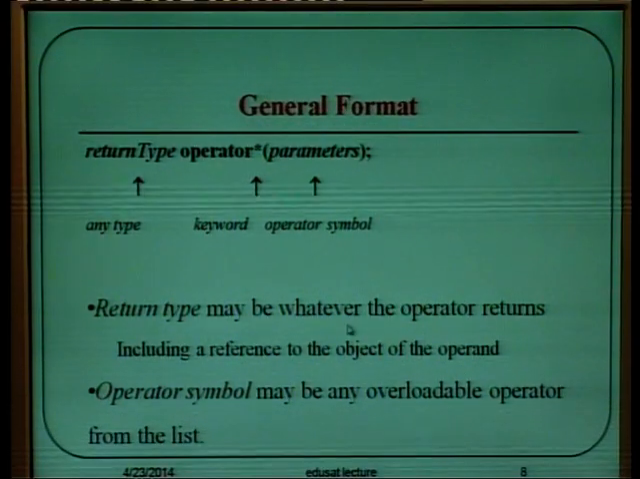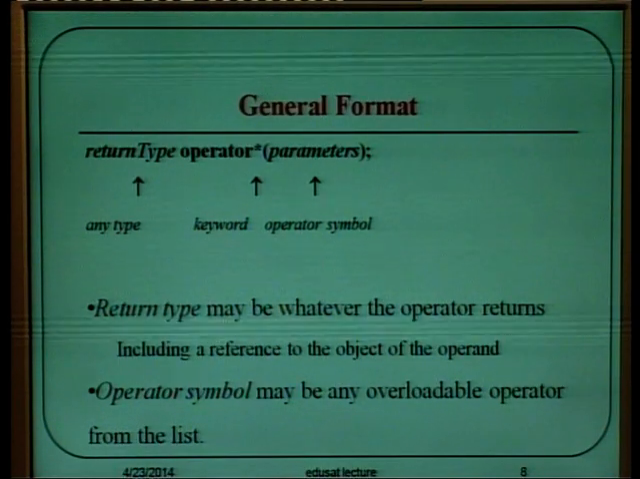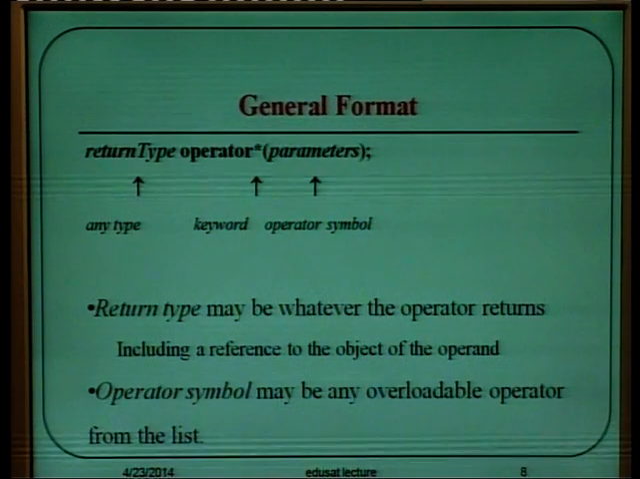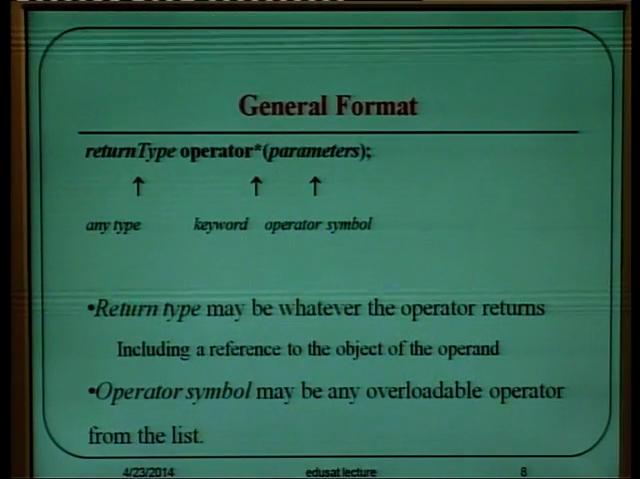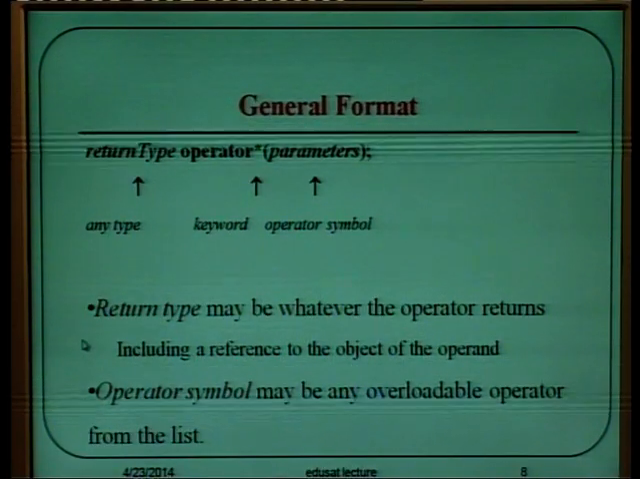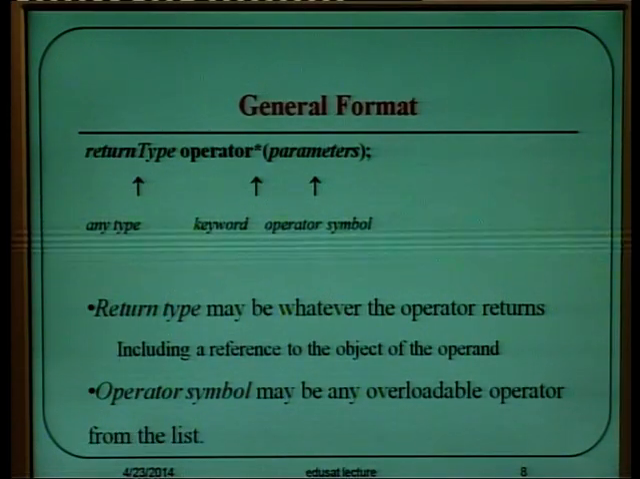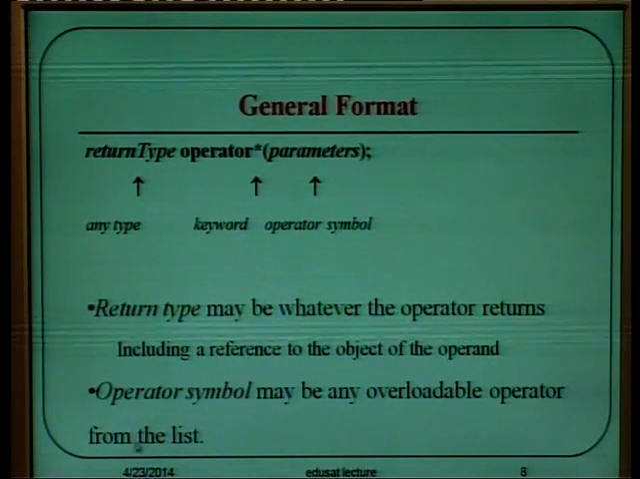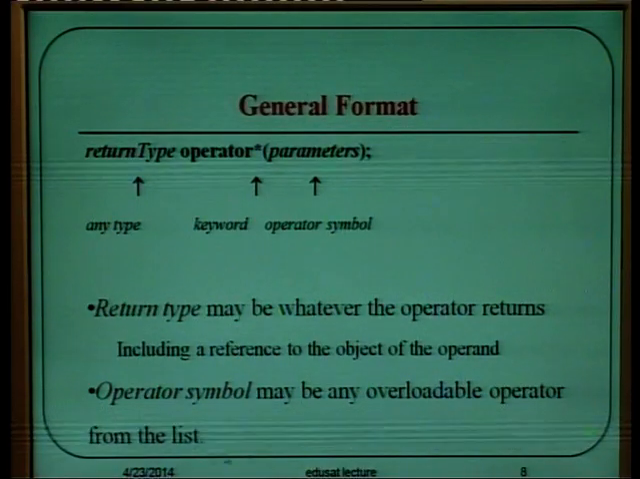Return type may be whatever the operator returns. That means what type of values we are getting after any calculation, either that value will be integer or float. If we are getting the value in float after calculation, but it returns in integer value because our return type is integer. So what type of value we are getting or returning after the calculation, that is affected through the return type. And the operator keyword or operator symbol may be any overloaded operator from the list.